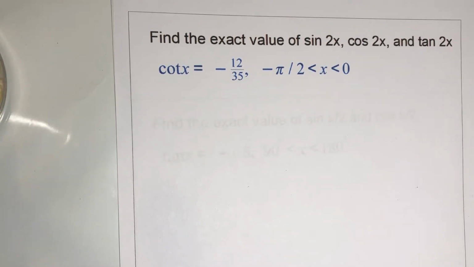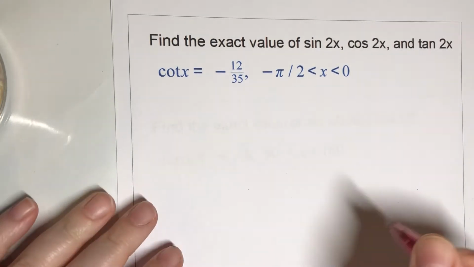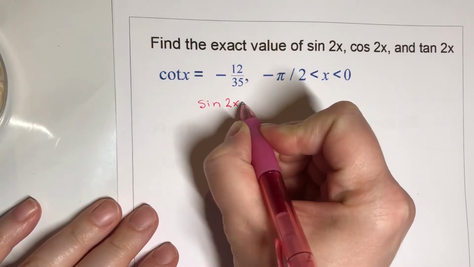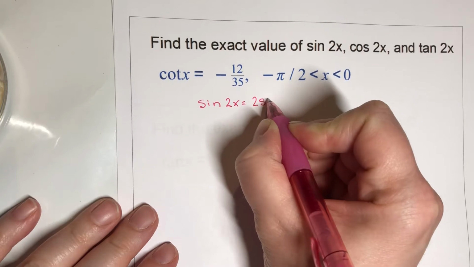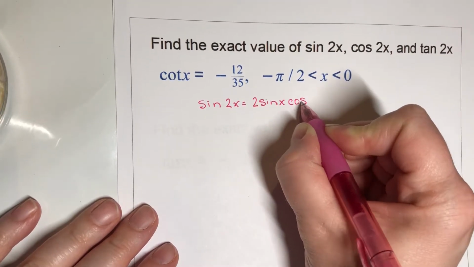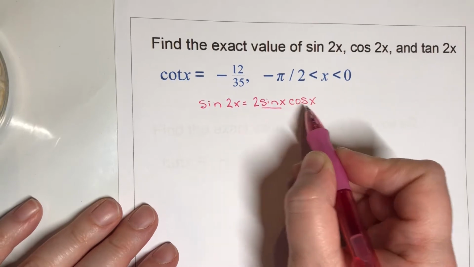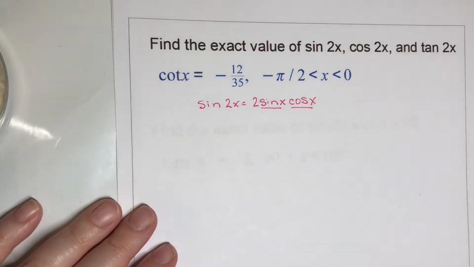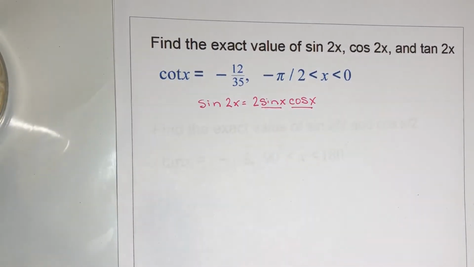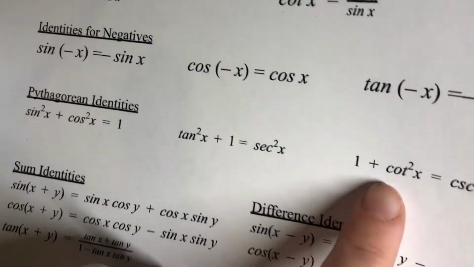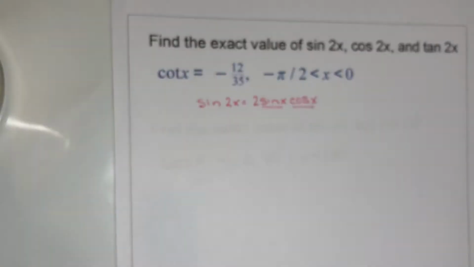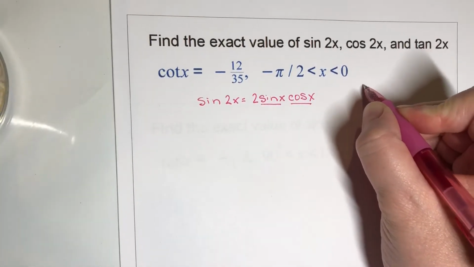Let's find the exact values of sine 2x, cosine 2x, and tan 2x. So I'm going to go ahead and write the identity of each one. So sine of 2x, the identity is 2 sine x cosine x. That means that we need to know what sine x and cosine x are. Well, right now we just have cotangent of x, so we can use that to find sine and cosine. And we do have some other identities that we can use. So if I look over here, I have 1 plus cotangent squared x equals cosecant squared x. So I'm going to use that identity to help myself out.